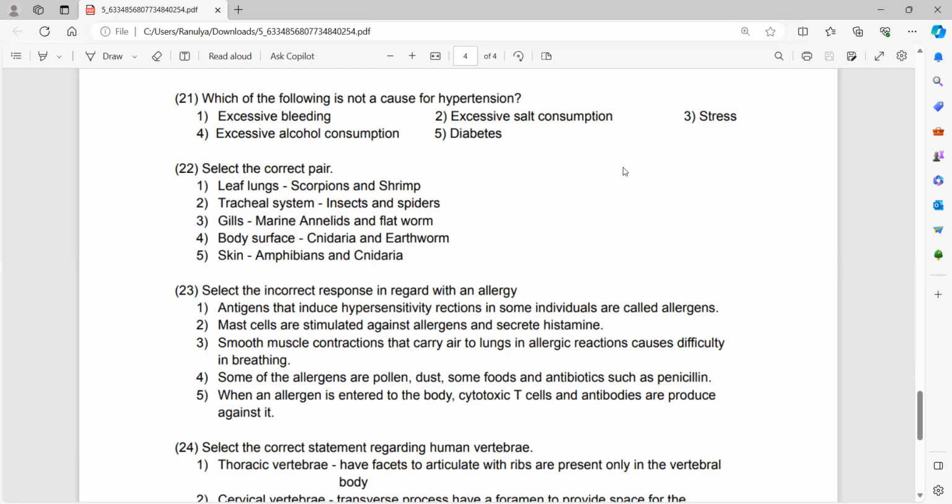Select the incorrect response in regard with an allergy. Right? Antigen that induce hypersensitive reaction in some individuals are called allergens. Correct. Mast cells are stimulated against allergens and secrete histamine. Correct. Number 3. Smooth muscle contraction that carry air to lungs in allergic reaction cause difficulty in breathing. ඒකත් හරි. Answer number 4. Some of the allergens are pollen, dust, some food and antibiotics such as penicillin. Correct. Then last one, when allergen is entered to the body, cytotoxic T cells and antibodies are produced against it.